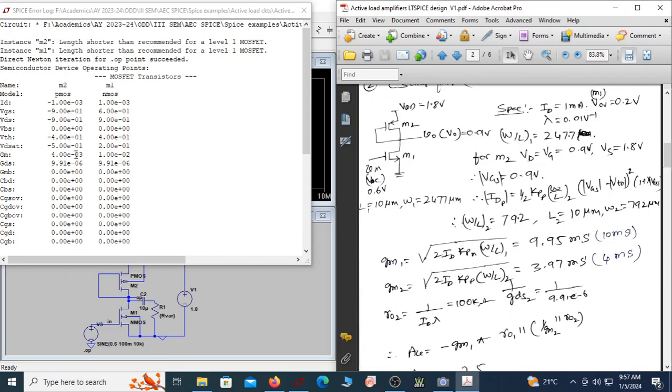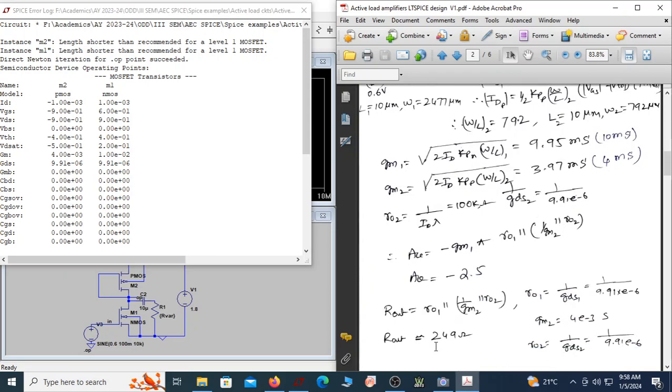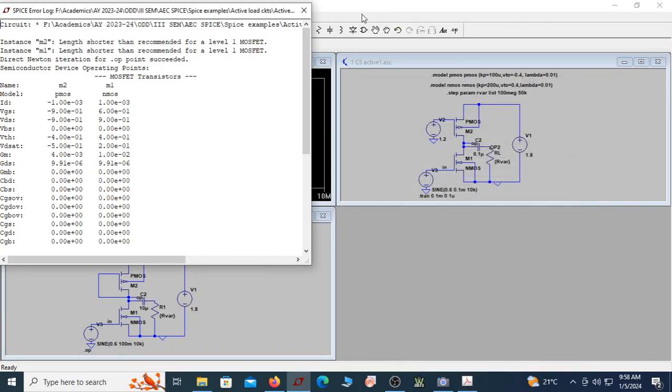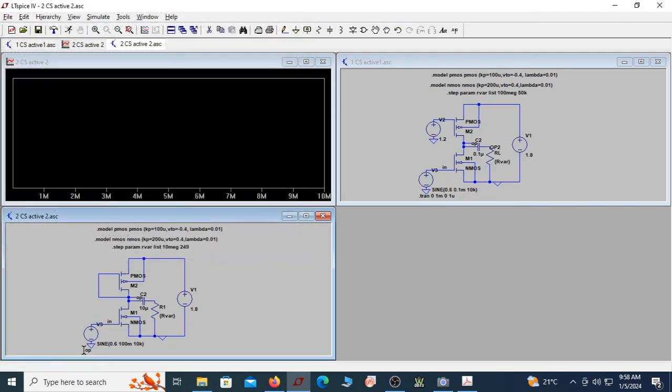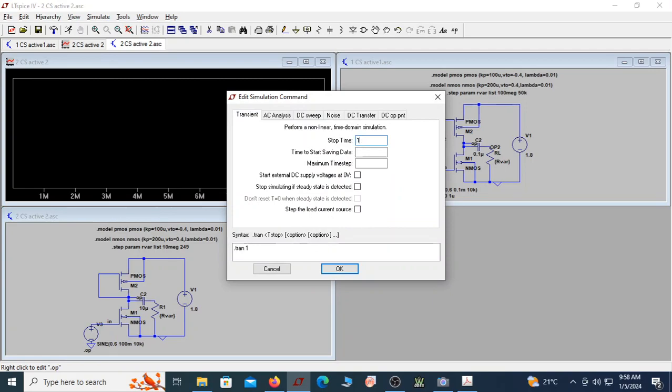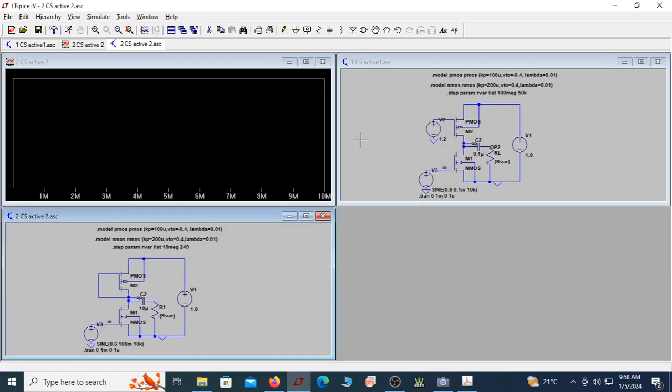This is 4 e power minus 3. This is 1 e power minus 2, which is actually 10 millisiemens. Can you see this is almost 10? These are the simulation results, and this is the actual calculation, which are almost tallying. I should get a gain of minus 2.5, again out of phase. To see the gain, let me do transient analysis with the time as 1 milli, 0 and 1 micro. Let me see 10 cycles. Let me save it and run.